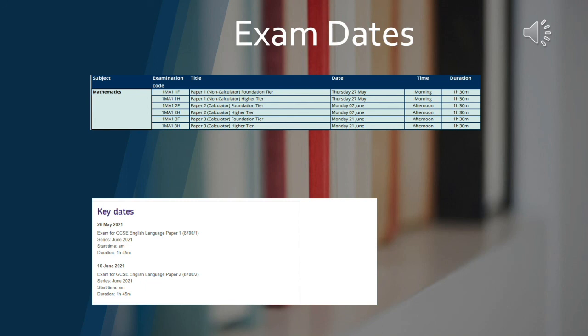Finally, I would like to leave you with the provisional exam dates for 2021. So for mathematics, they are Thursday the 27th of May, Monday the 7th of June, and Monday the 21st of June. You can see there that the one on Thursday the 27th of May is in the morning.